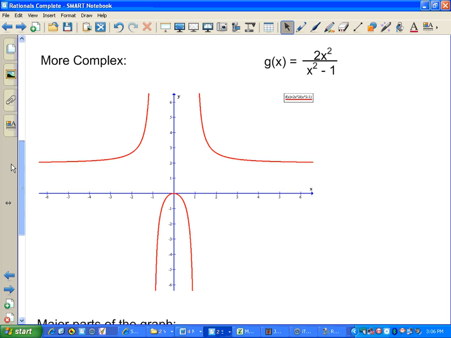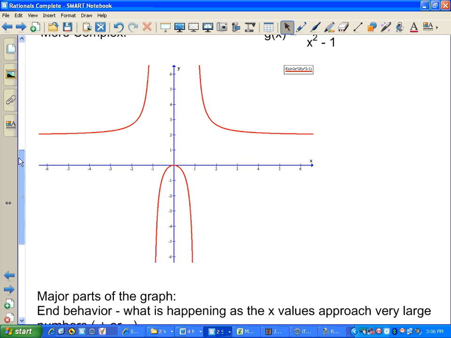Some more complex ones will make our graphs change a little bit because we are going to start having multiple vertical asymptotes. We will still most of the time just have one horizontal asymptote, but there could be more. But you start getting these more complicated graphs. And if I gave you this, this isn't something you could graph just from a transformation. There's no shifting or compressing or expanding here. So we need some different tools to graph these more complex rational functions. So we're going to look at just the major parts of the graph.